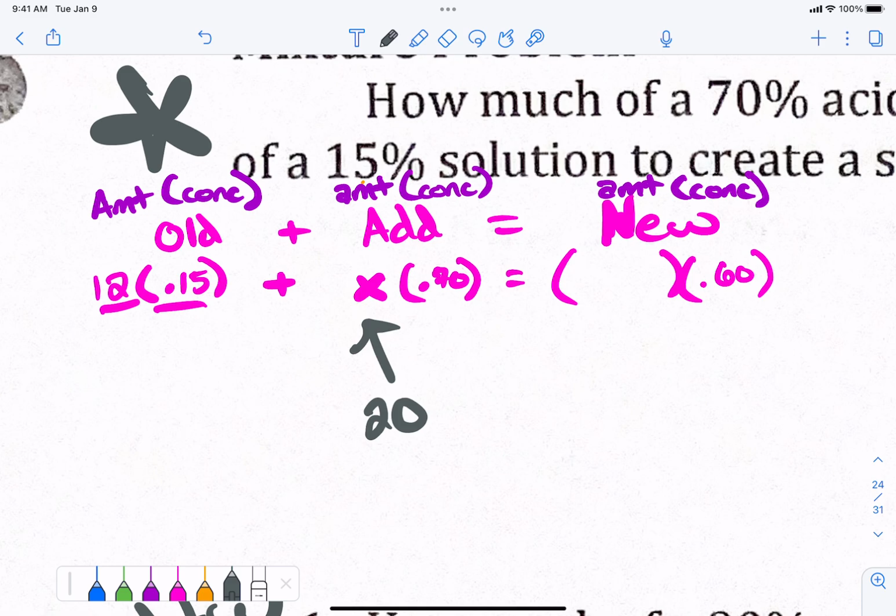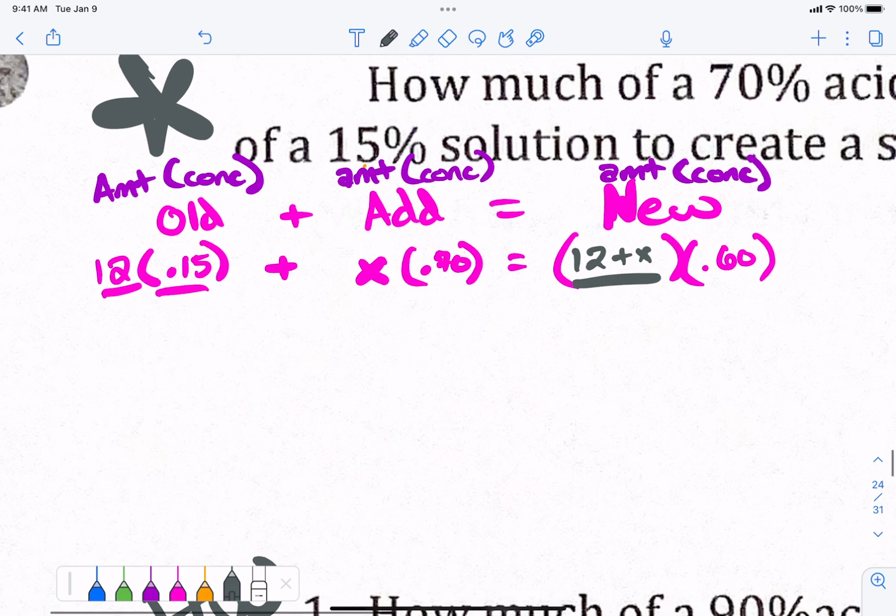32. 32, right? If we're adding 12 in there. So what's the equation going to be? 12 plus x. Not 12x, 12 plus x, right? Do we see how that works? Okay, then we're just going to solve stuff.